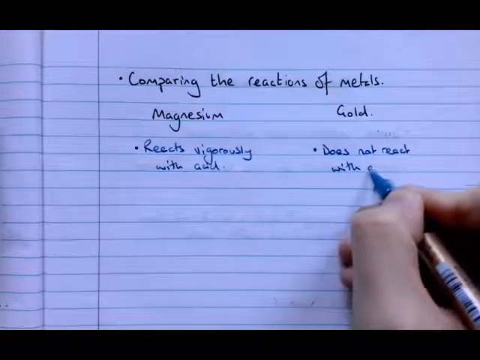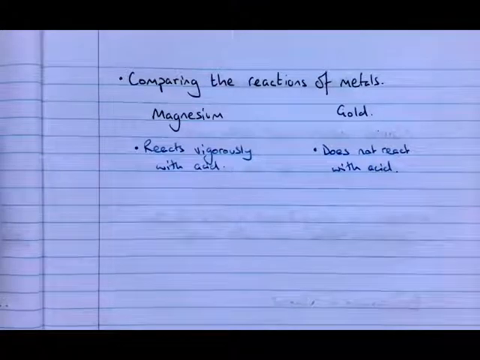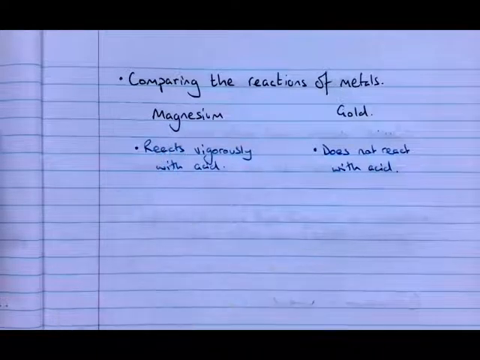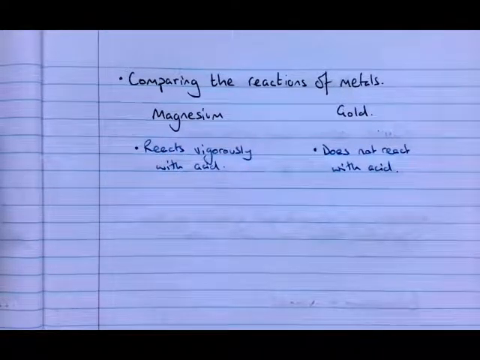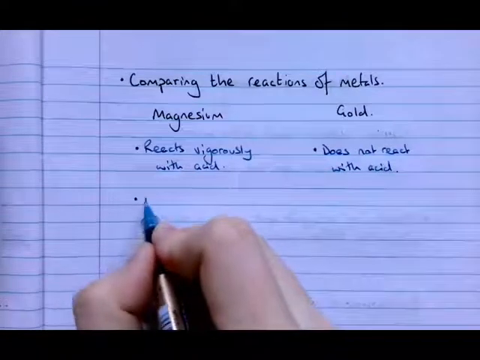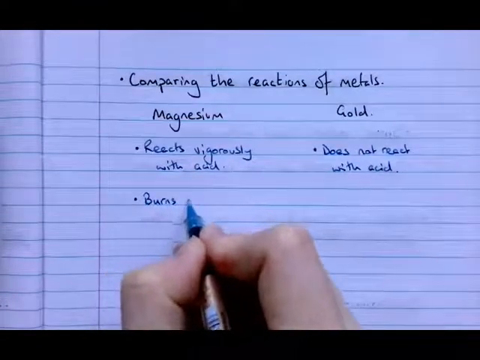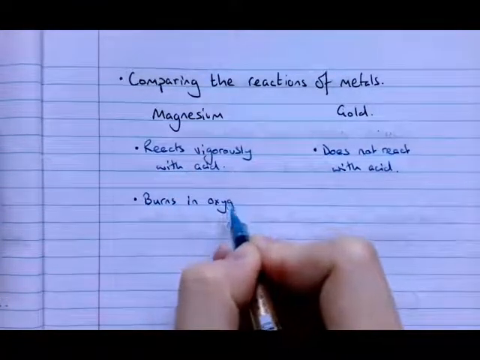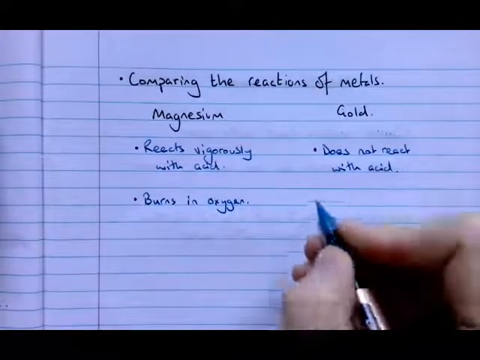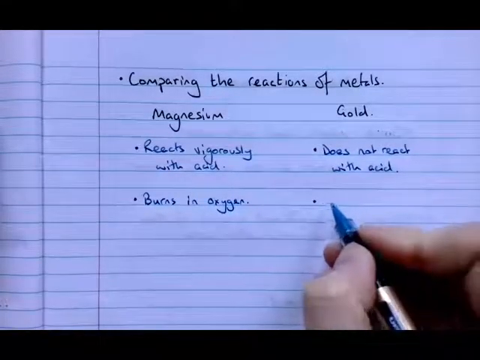Which is good if you think about it, because if you've got a piece of jewellery, a gold ring or a gold necklace, you don't want it reacting with everything, do you? And on the other hand, you're not going to make any jewellery out of something that's very reactive. Okay, and magnesium burns in oxygen, whereas gold doesn't burn in oxygen.